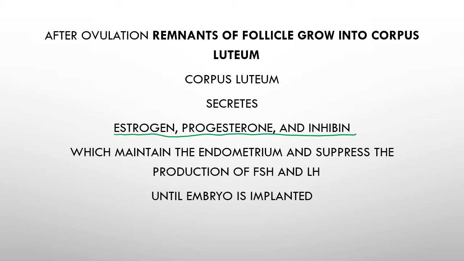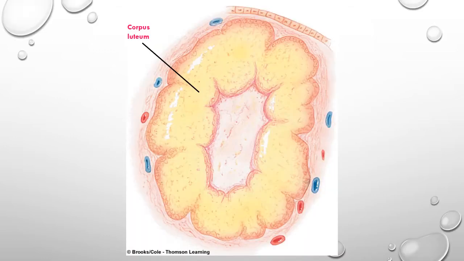It's going to need to continue to grow, but we want to inhibit FSH and LH so that we don't have another ovulation beginning, so that the endometrium stays the way that it is. If implantation occurs, then that corpus luteum is going to continue to produce hormones all the way through that first trimester. So here we have now a well-developed corpus luteum.